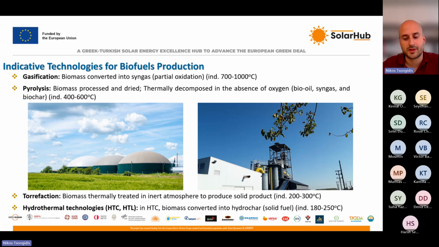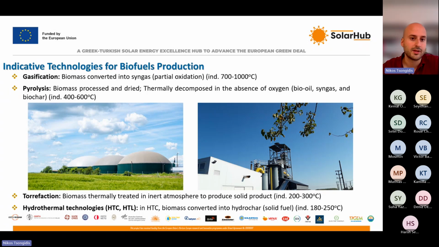I will start with, let's say, a descending order of application temperatures. First of all, we have gasification. In this case, biomass is converted into syngas through partial oxidation. And the indicative temperatures of the process application generally lie within 700 degrees C up to 1000 degrees C.